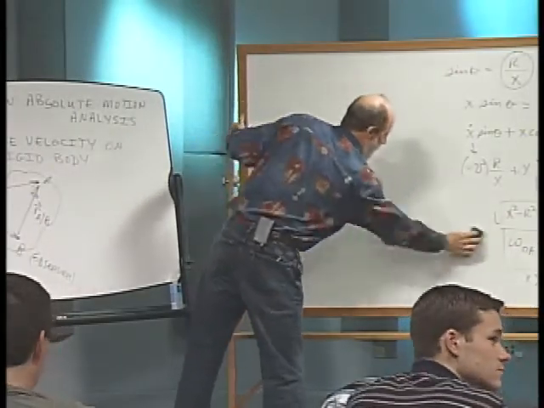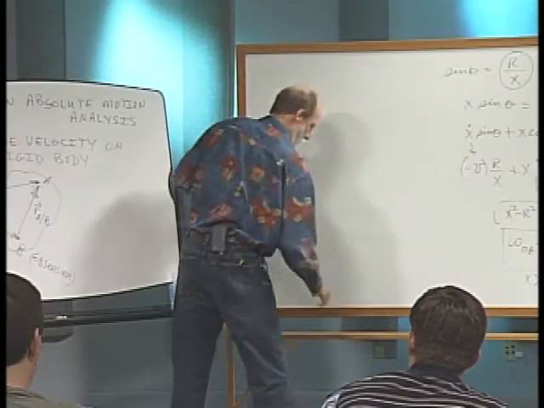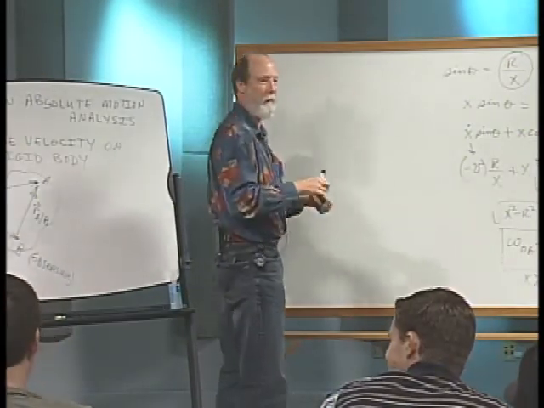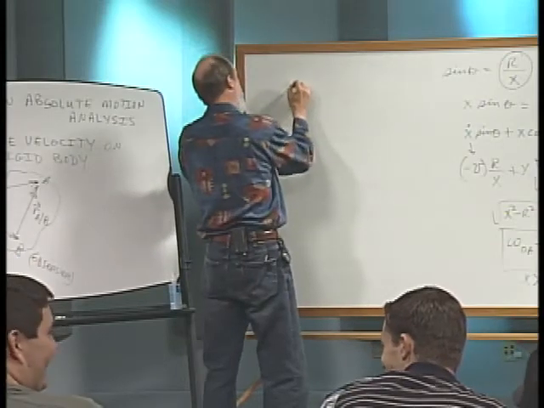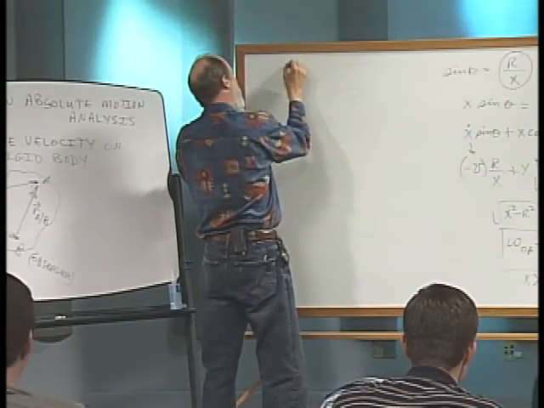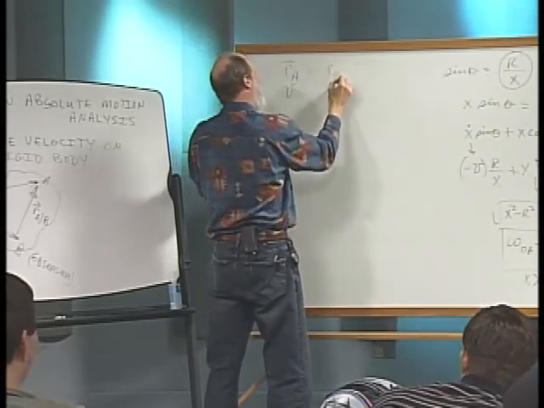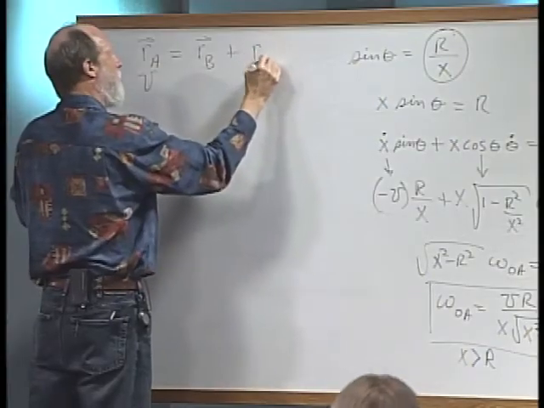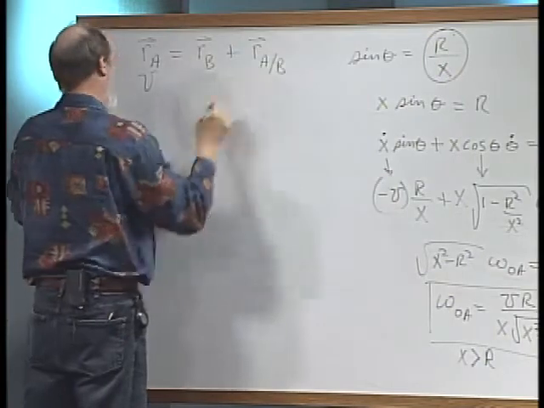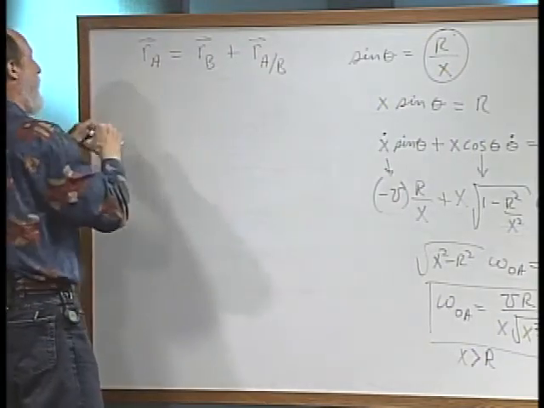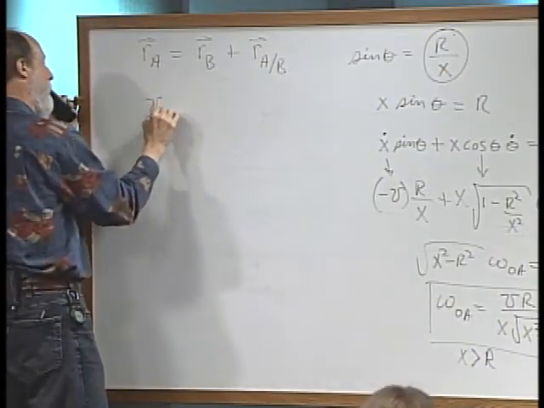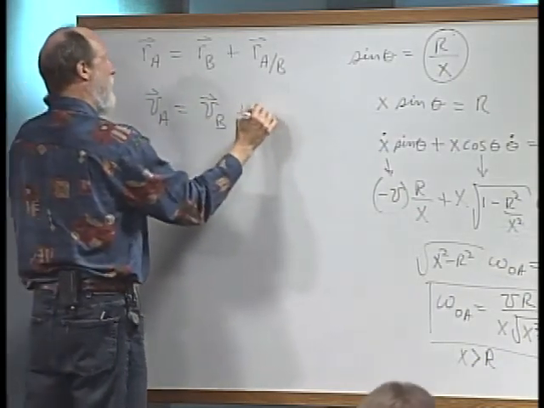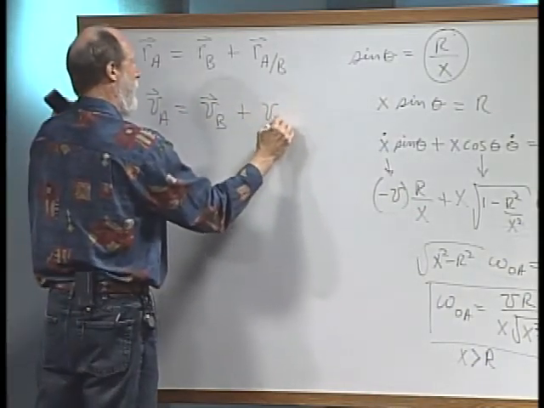But the position is not what we're talking about. What we're talking about is the velocity. So the position of A is equal to the position of B plus the position of A relative to B. And when we differentiate that, we get the velocity of A is equal to the velocity of B plus the velocity of A relative to B.